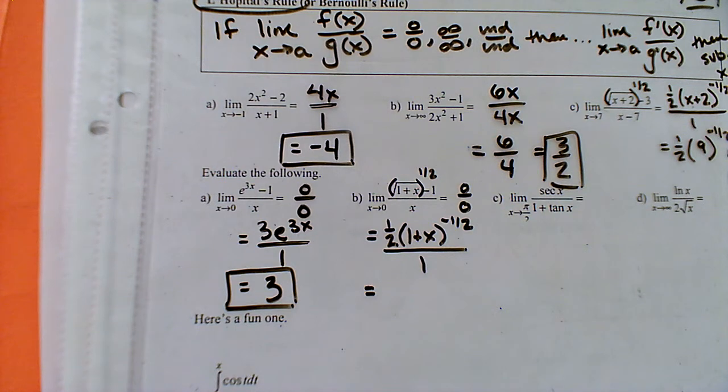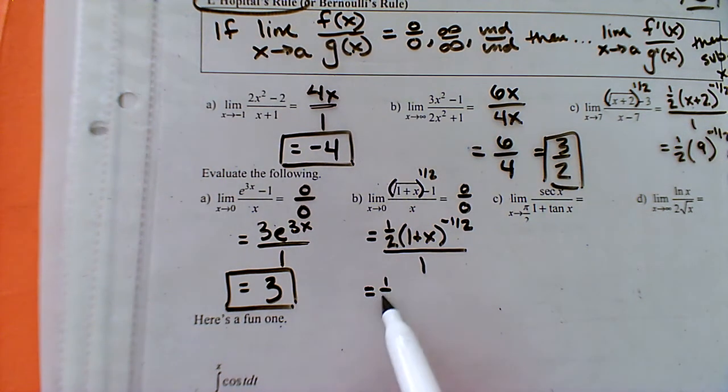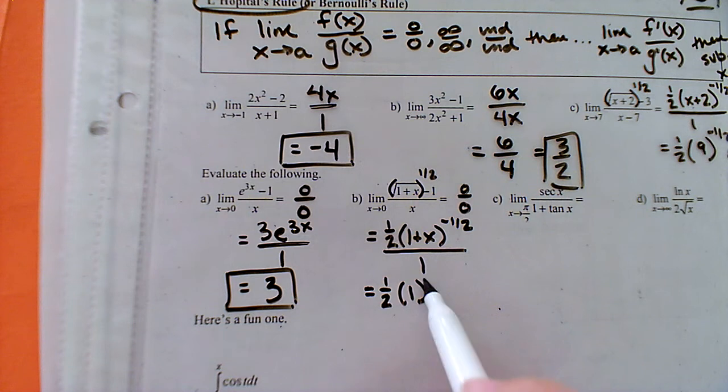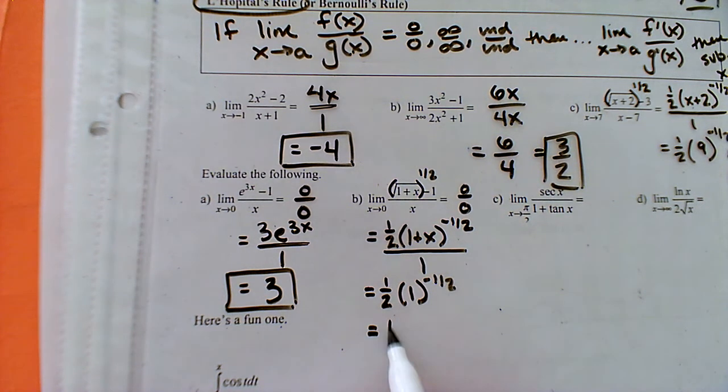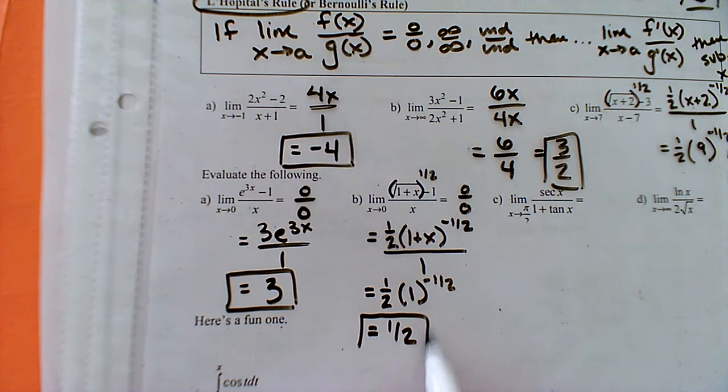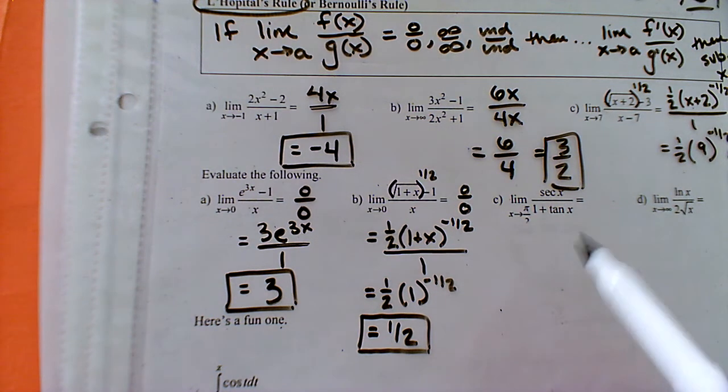All right, let's plug in 0. So we'll have 1/2 times 1 to the negative 1/2 power. 1 to any power is just 1. So looks like we're left with a half. We hanging in there? All right, let's try the next one.